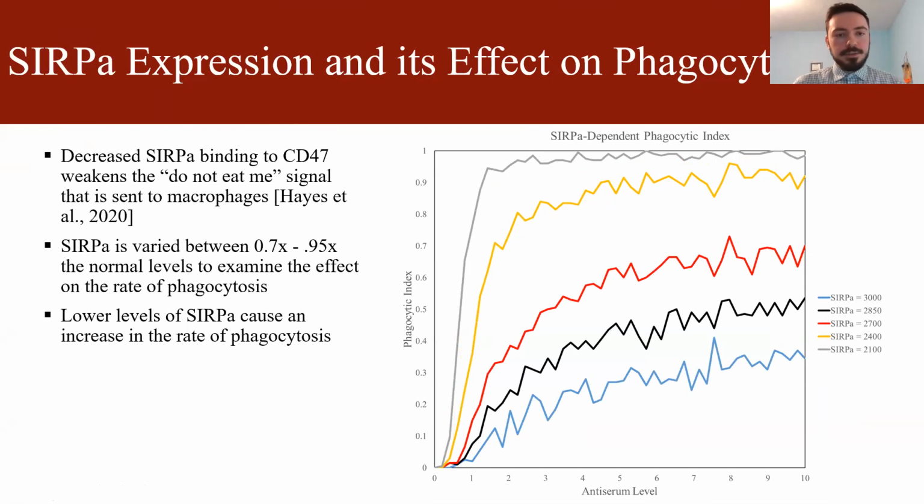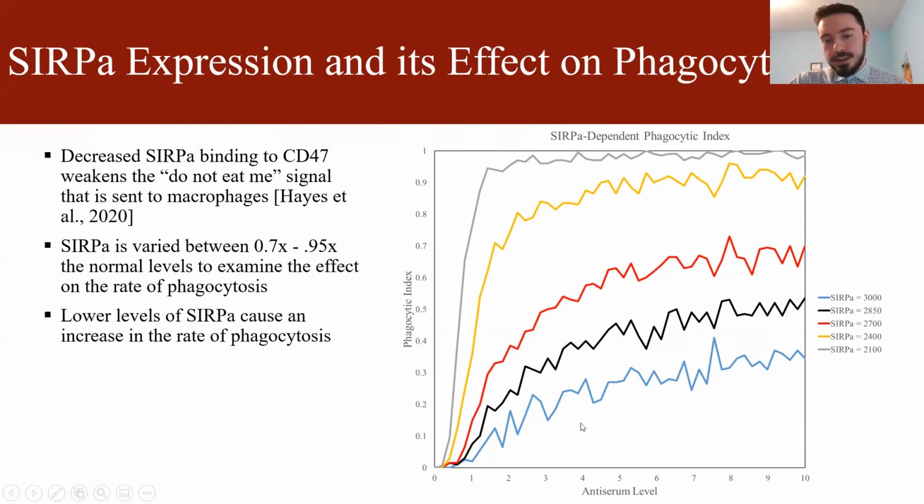And lastly, I'd like to go over SERPA expression and its effect on the phagocytic index. So decreased SERPA binding to CD47 would weaken the do not eat me signal that's sent by CD47 binding to SERPA. And SERPA is varied between 70% to 95% of the normal levels to examine its effect on the rate of phagocytosis. And we see that lower levels of SERPA can cause an increase in the rate of phagocytosis.